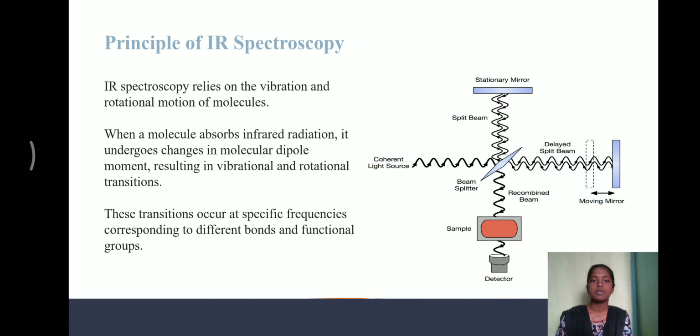And next, principle of IR spectroscopy. And we can observe the diagram here. IR spectroscopy relies on the vibrational and rotational motion of molecules. When a molecule absorbs infrared radiation, it undergoes changes in molecular dipole moment, resulting in vibrational and rotational transitions. These transitions occur at specific frequencies corresponding to different bonds and functional groups.